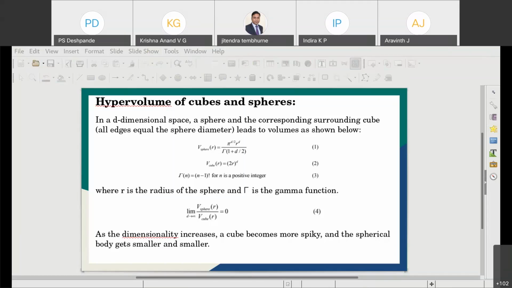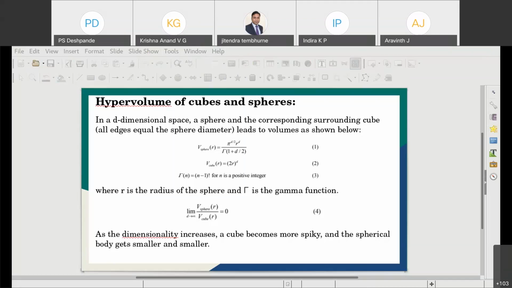Okay, so what you do is you just note down these two equations. One is the equation for the volume of the d-dimensional sphere, and second is the volume of the d-dimensional cube. Now, for example, the d-dimensional cube, if you take two dimensions, is just your square, of size 1 from both sides.